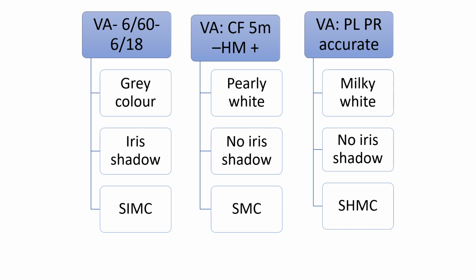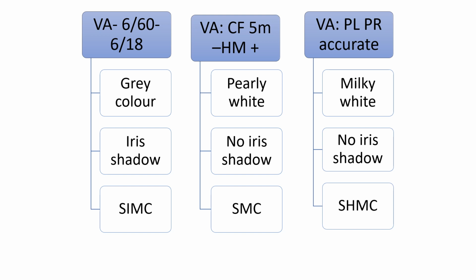And again, when you say senile mature cataract, don't say that the vision is 6/6 or 6/12. It will not be there. Whatever you're mentioning in the vision has to correlate finally with the color of the lens and then finally with your diagnosis.